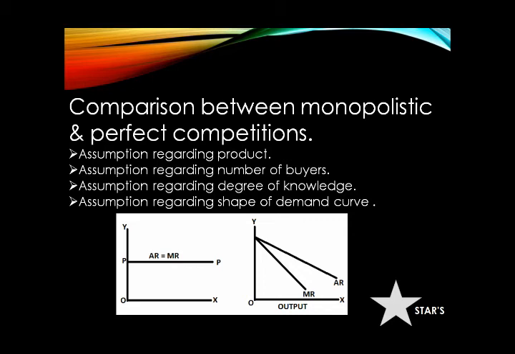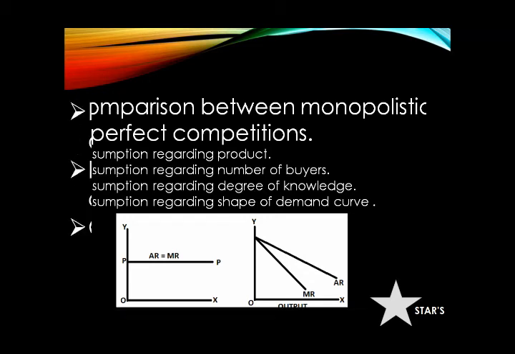On the contrary, under monopolistic competition, the average revenue curve slopes downward as shown in the figure. AR and MR curves are separate downward sloping curves, and the MR curve is below the AR curve. Under monopolistic competition, the firm is a price maker, as in the case of monopoly.